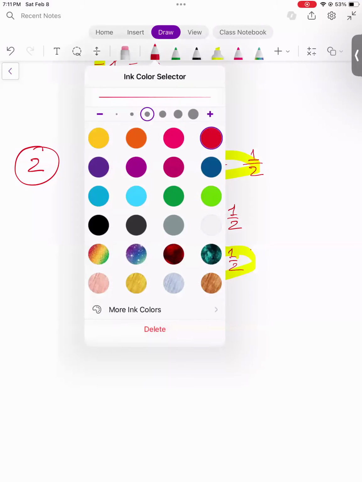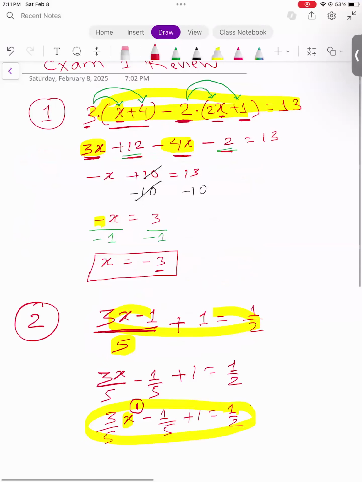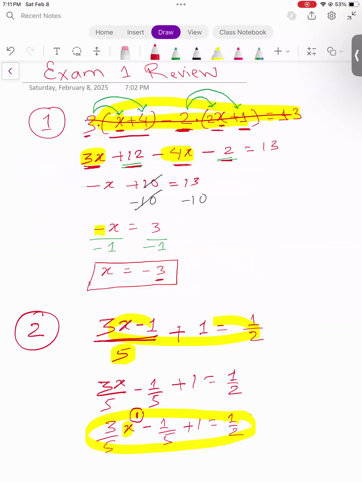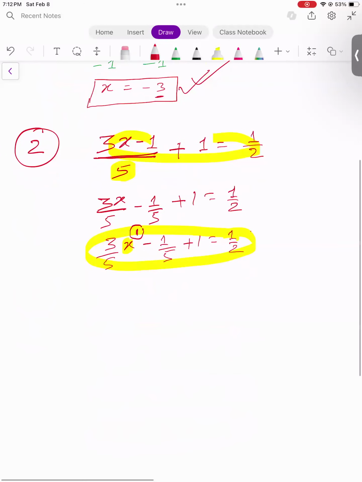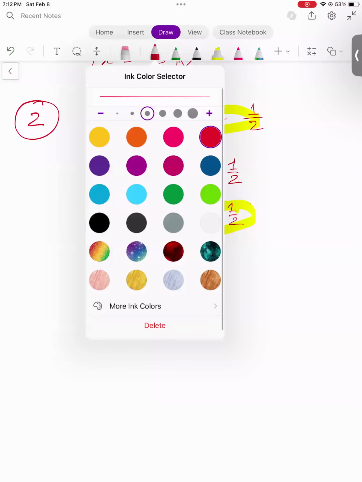Okay, it's one, like in number one. So this is also a linear equation, and we have one solution. Every quadratic equation has at least two solutions. Okay, now let's go ahead and solve this equation.